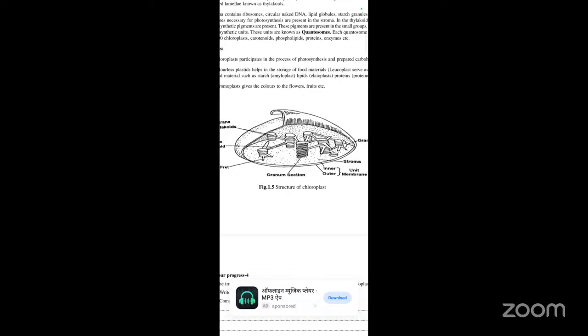Types of RNA: mRNA, tRNA, and rRNA. These are the nucleic acids.